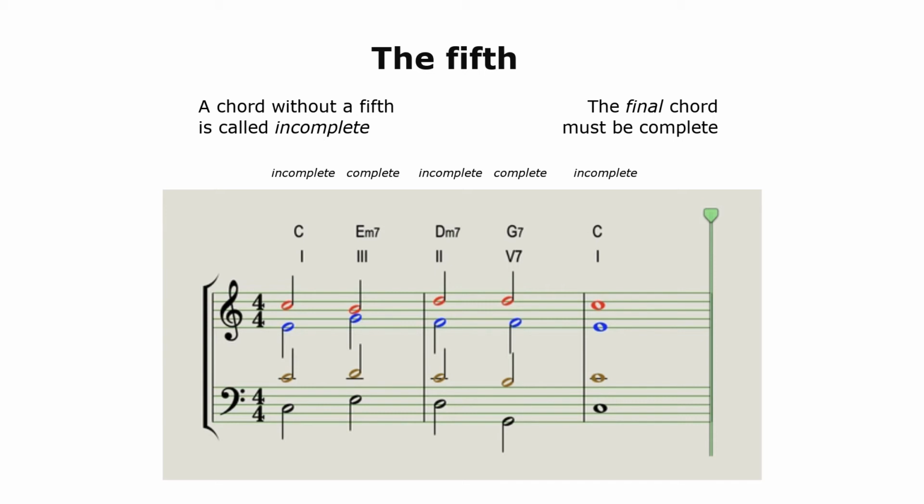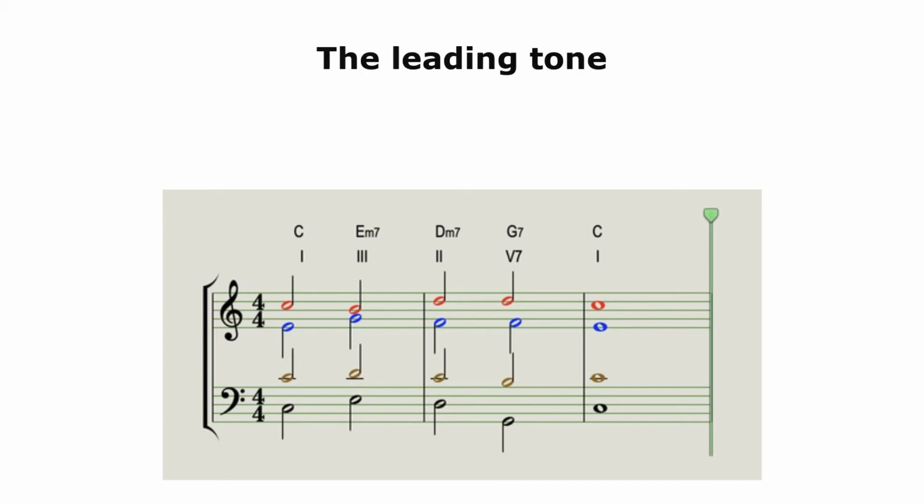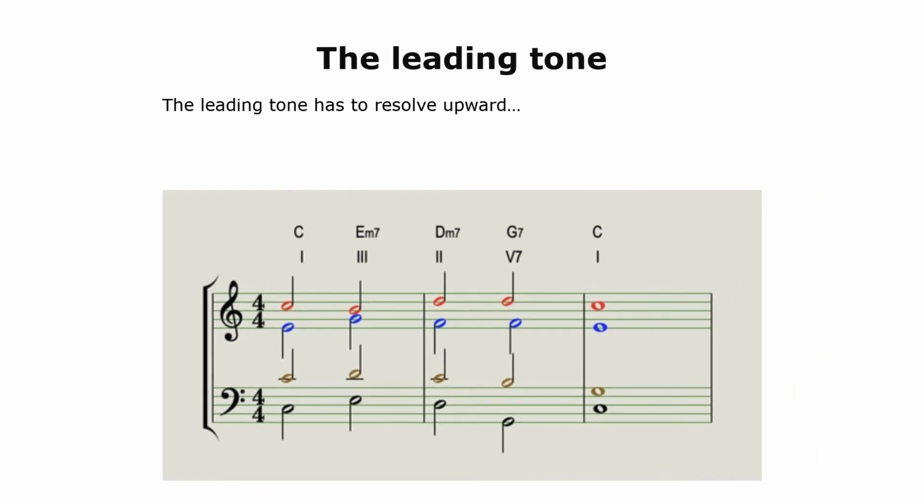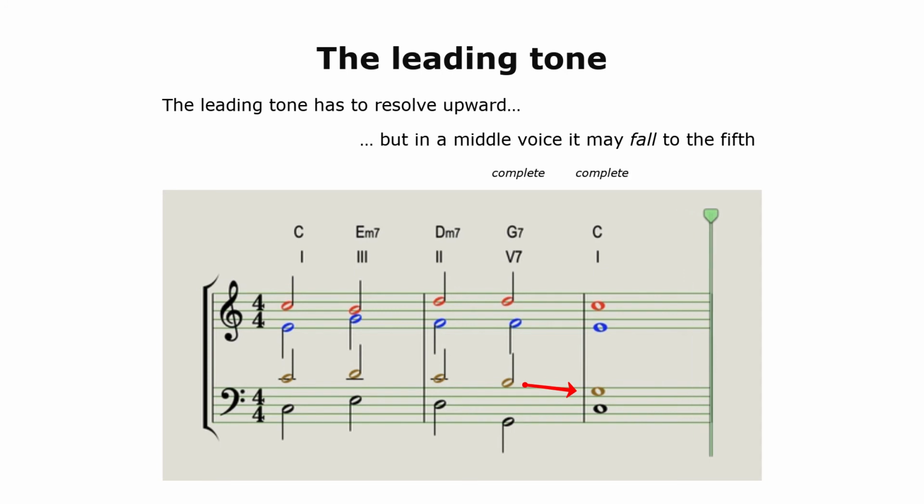This takes us to the subject of the leading tone. The leading tone is now in the tenor, and it basically has to resolve upward. However, if the leading tone is in the middle voices, it may fall to the fifth. So in the construction with the falling leading tone, it is possible to make both last chords complete.